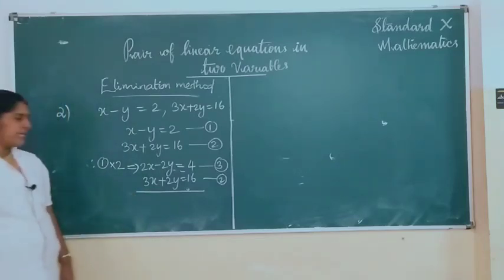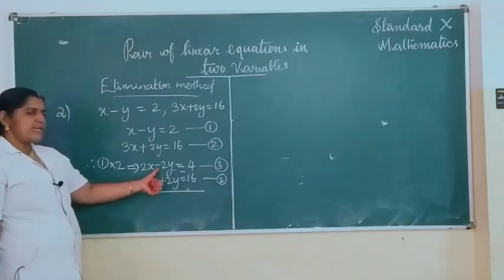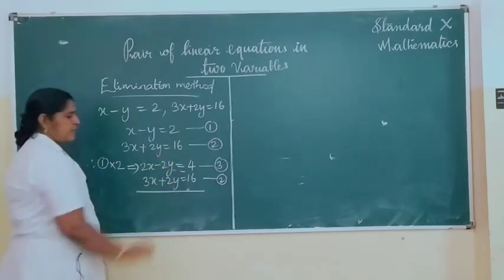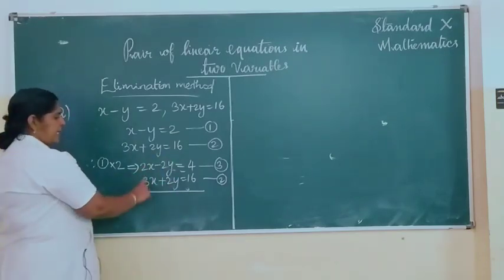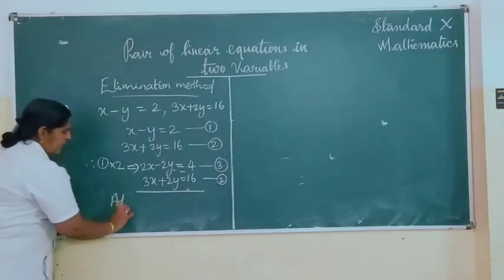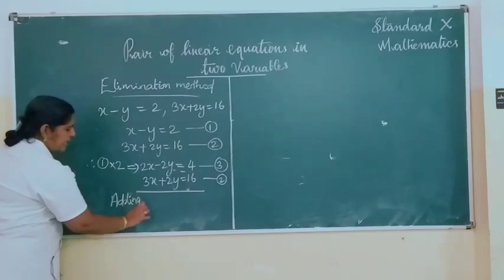Now we can eliminate y. You see here minus 2y plus 2y can be eliminated easily. It becomes 0. Now combine the other variable. So here we are using addition. Combining means we are adding here.